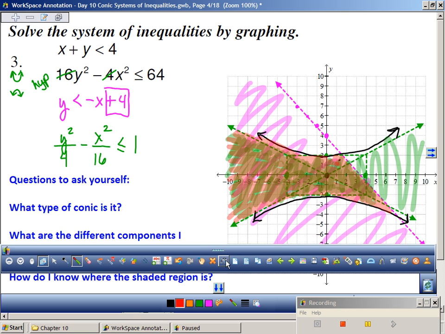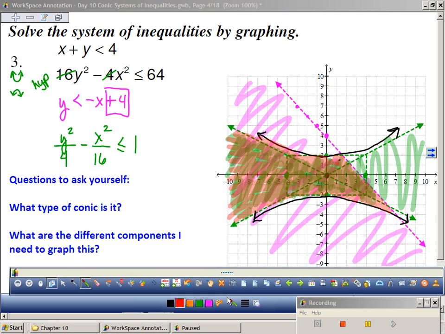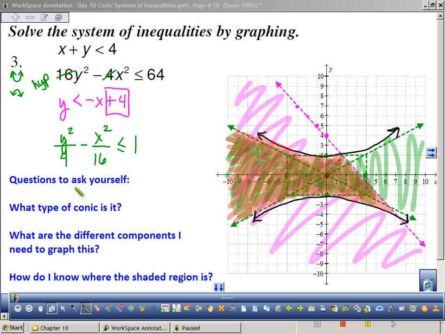So let's go back and ask our questions again to ourselves. What type of conic is it? We recognize that. What are the different components I need to graph this? What were the different components? Guys, I'm talking again. What are the different components I need to graph it? Somebody tell me by raising their hand. What things did we consider?